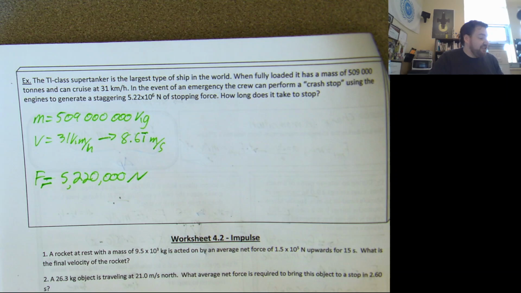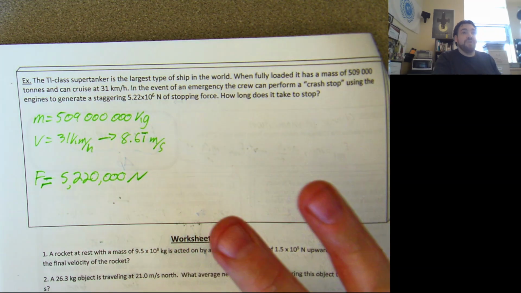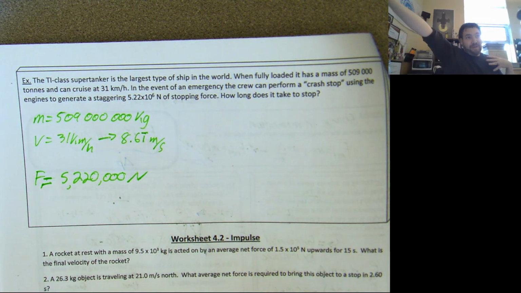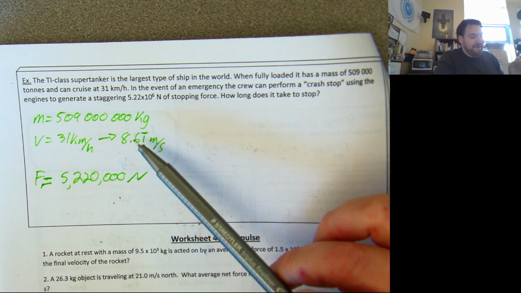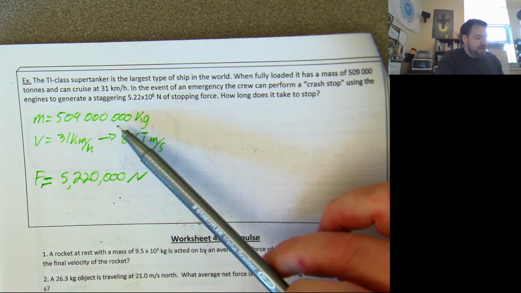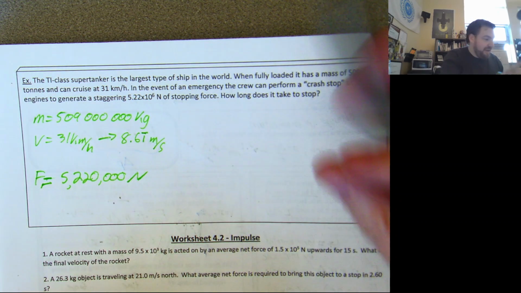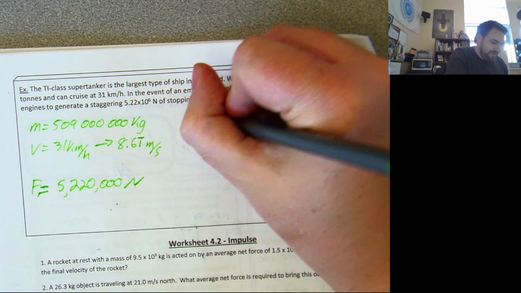How long does it take to stop the ship? Now this 31 kilometers per hour, you'll notice, is school speed zone type speeds. You would think not very fast. You've all driven at this speed. Hopefully this is what you do on your way here as you drive past Godson. Not overly quick, but now you're not a car. You weigh 509 million kilograms. How long does it take to stop the thing?